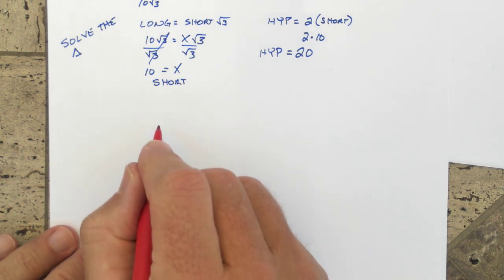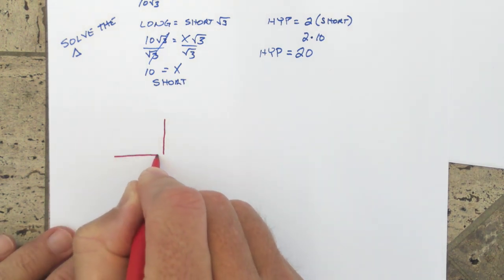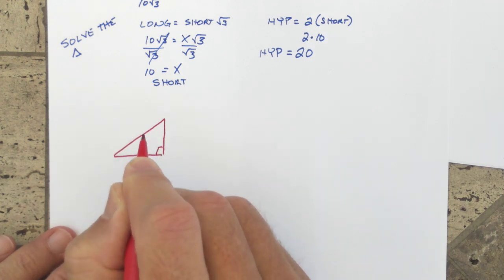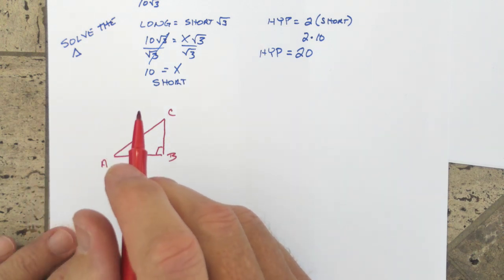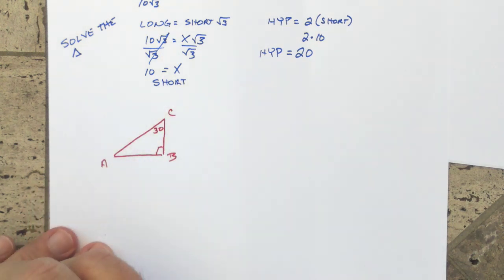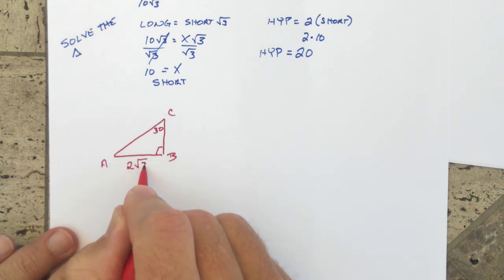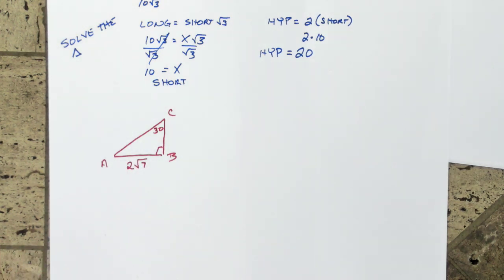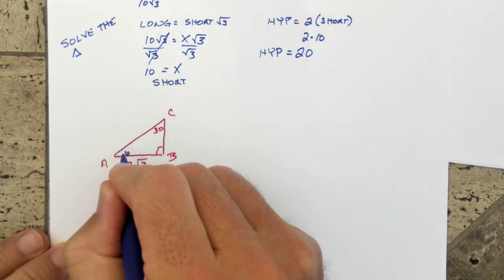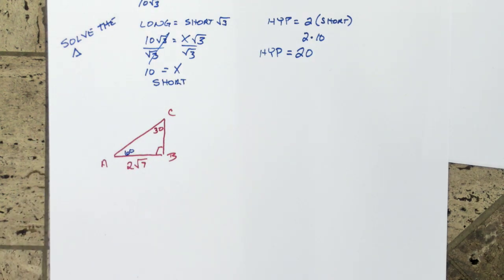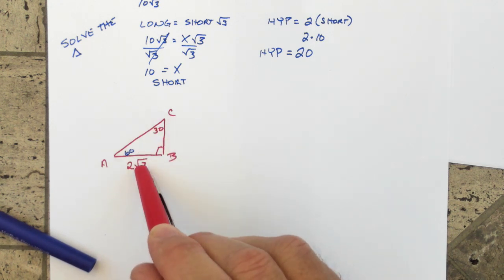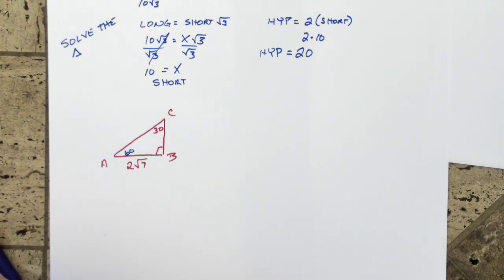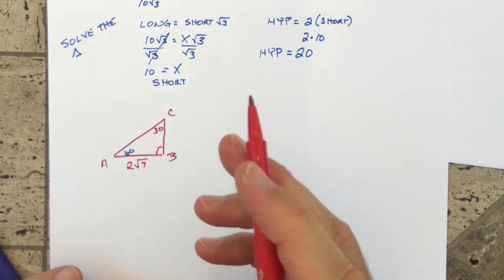I will give you this. We'll call this C, B, A. I'll give you 30 and a 2 radical 7. Okay. Solve the triangle. Well, I know this is 60. Bare minimum, I at least get a point. Let's figure out the rest. What do we have? We have the short leg opposite the 30-degree angle. Okay? So, everything's based off the short leg, so we can work our magic with this.